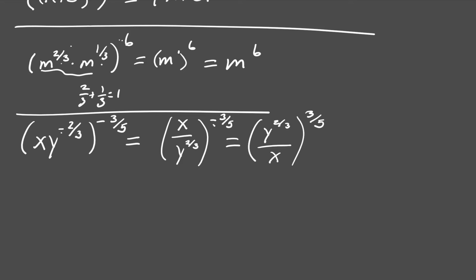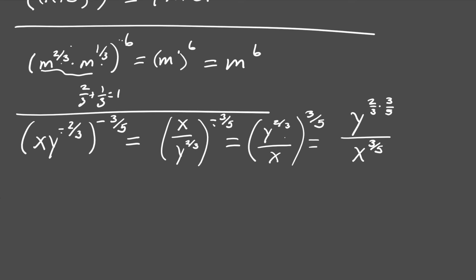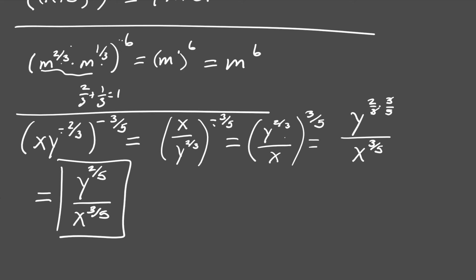Now this 3/5 applies both to the y and to the x, so we're going to bring that inside. We're going to have a y to the 2/3 times 3/5, because my exponent rules say if you have an exponent on an exponent you multiply, and then I have an x to the 3/5. All together, the y bit, the 3's cancel when I do that multiplication. I have a y to the 2/5 divided by an x to the 3/5. And there's the result of that.